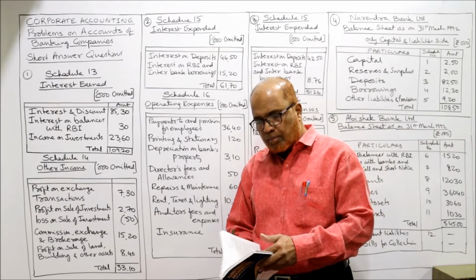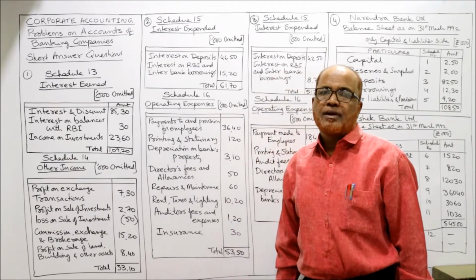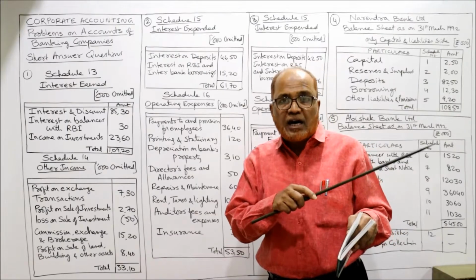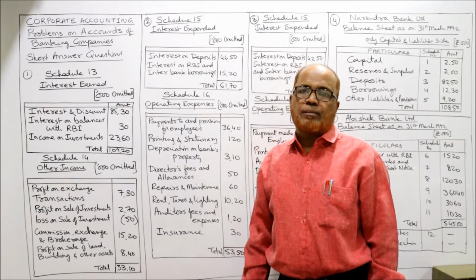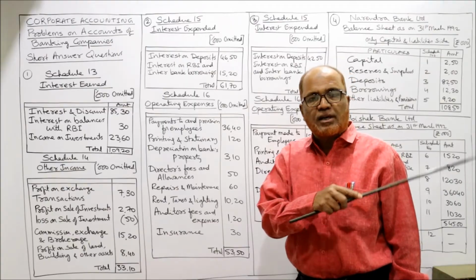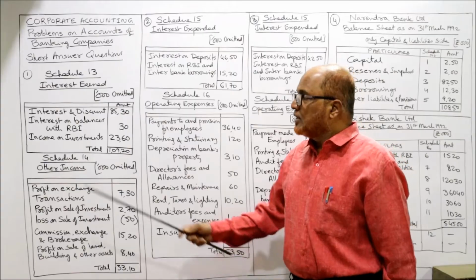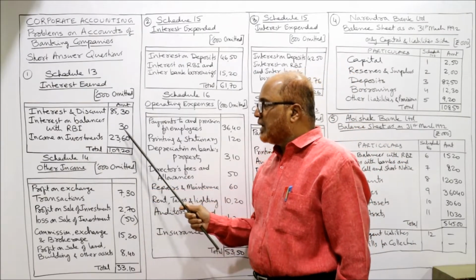Second item, interest on balances with RBI. This bank has some balance with the RBI and it is earning interest on the balance with RBI. RBI के पास से deposit है तो RBI interest दे रहा है. तो this is the interest earned. So interest on balances with RBI 30.